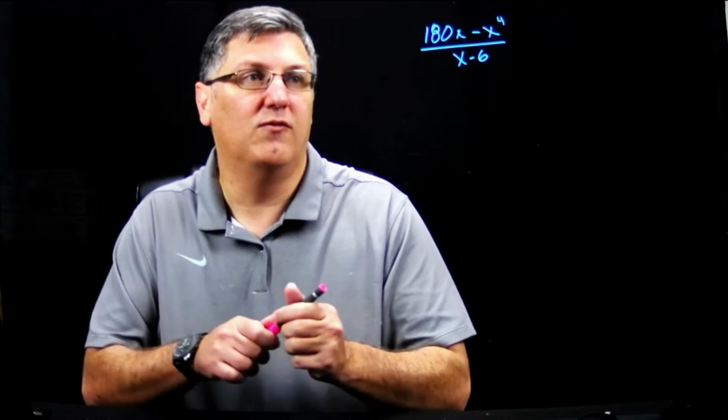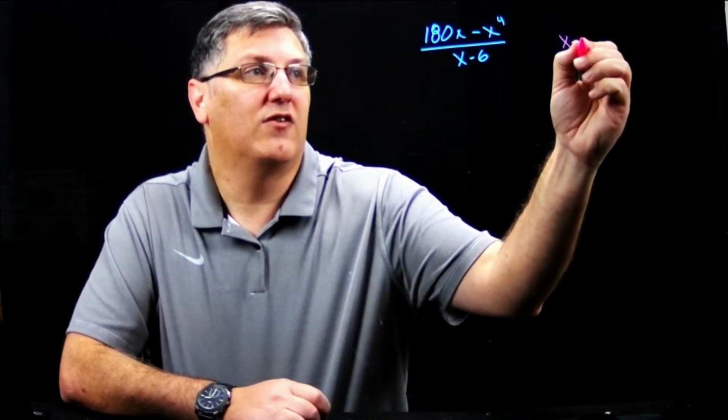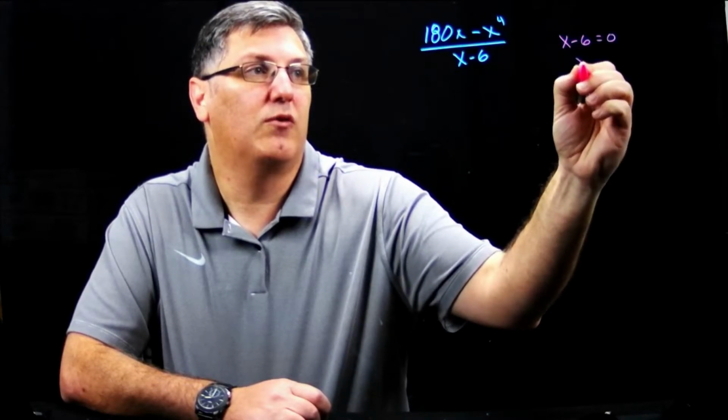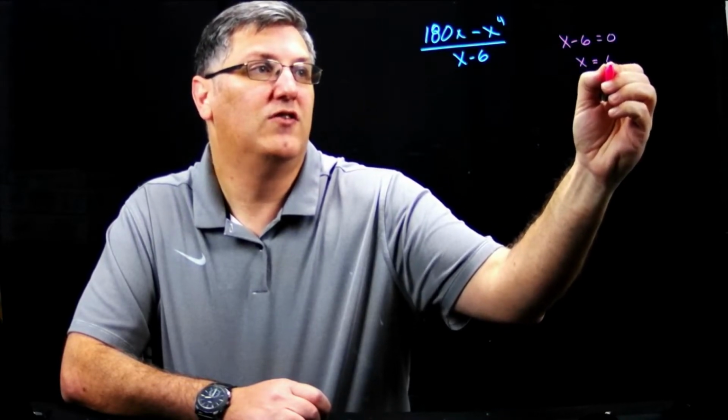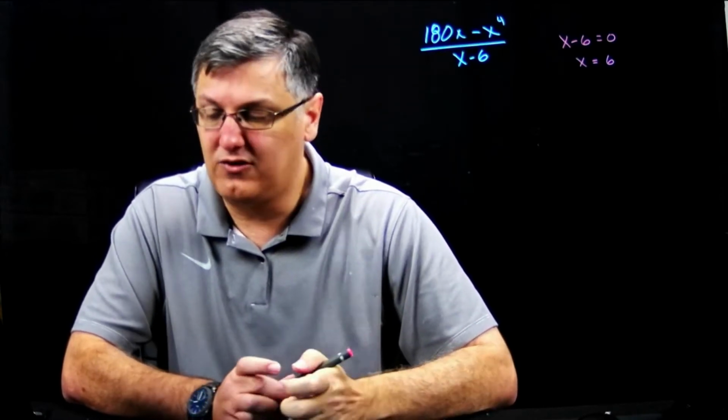All right, let's do another example of synthetic division. So I have the expression here, 180x minus x to the fourth divided by x minus 6. So we're going to do synthetic division first. What I'm going to do is take my divisor, which is x minus 6, set it equal to 0, and see that x is going to equal 6. So this is what I multiply by to do my setup. So let's do the setup here.